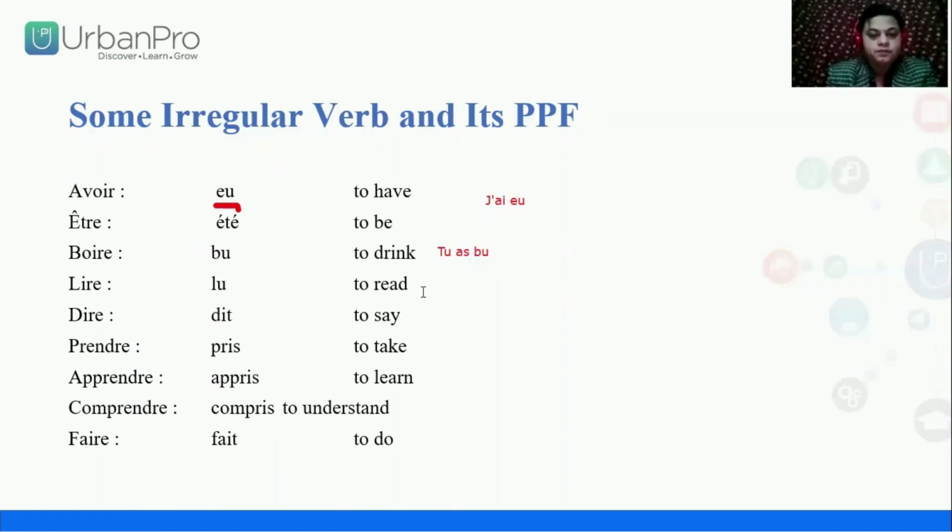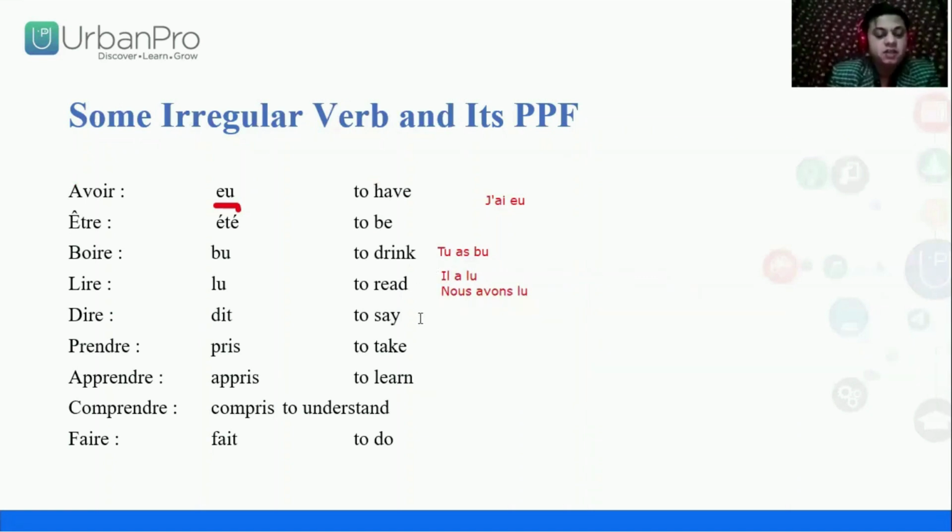Next, lire. Lire, the PPF is lu. The subject taken is il. So il a, that is an avoir conjugation. Lu, il a lu, very simple. If you want to make it nous, you can make it nous as well. Nous avons is the avoir conjugation. And simple lu, very easy.